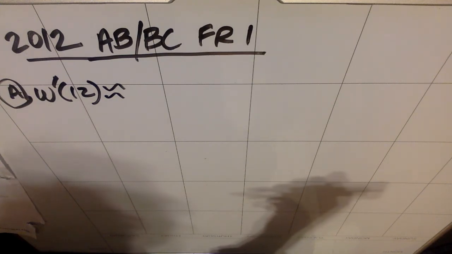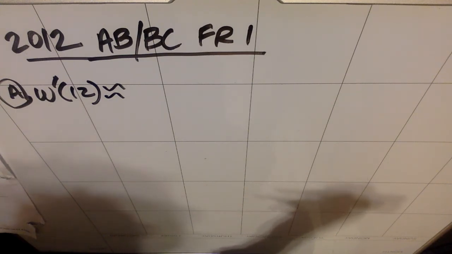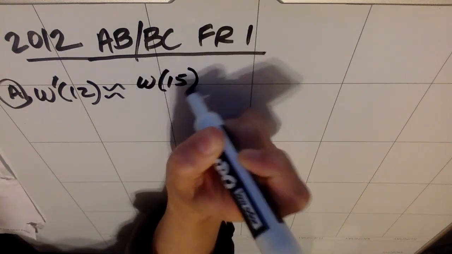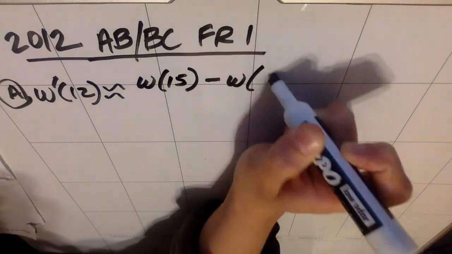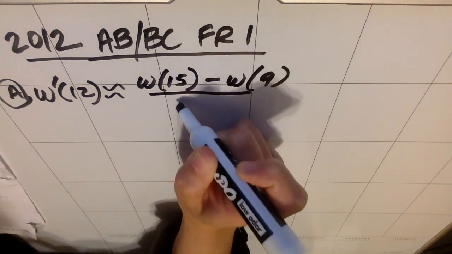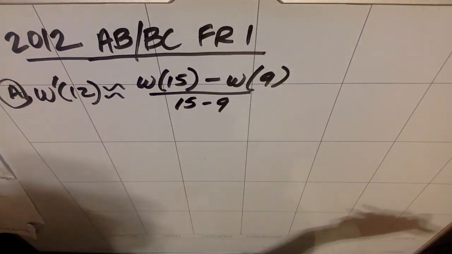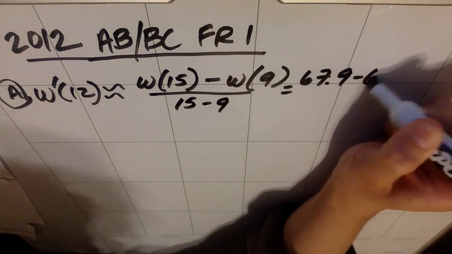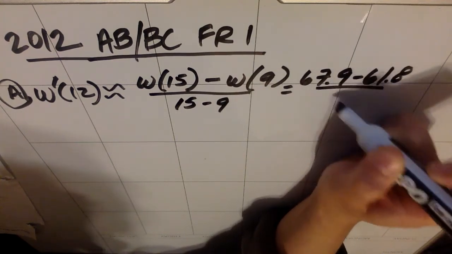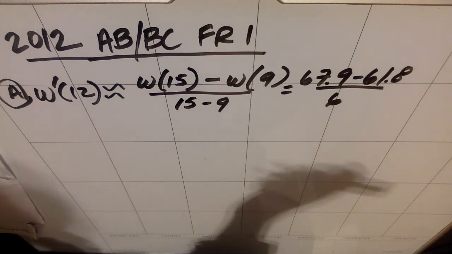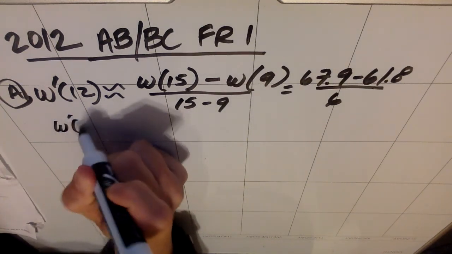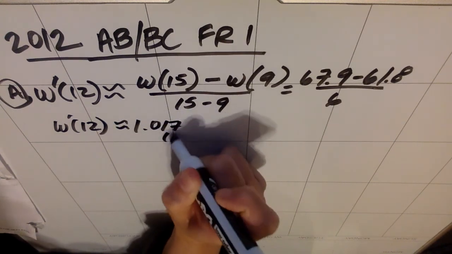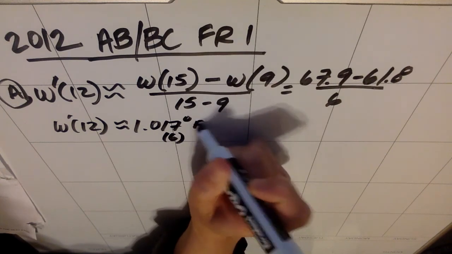Since on the table I'm given times 0, 4, 9, 15, and 20, to approximate 12, I want to use W of 15, which is a given quantity on the table, minus W of 9, over 15 minus 9. So on the table, I'm given that this is 67.9 minus 61.8 over 6. This is a calculator section on the AP, so I'm able to go ahead and say that W prime of 12 is approximately 1.017 or 6, depending on if you round or truncate, degrees Fahrenheit.